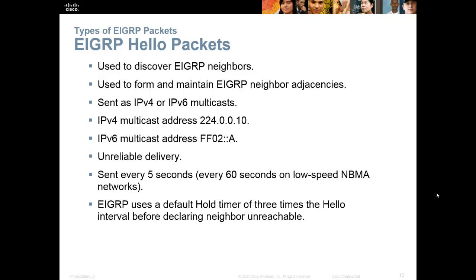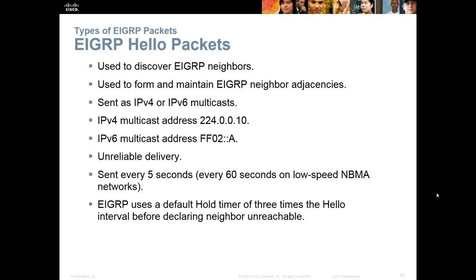All right. By default, hello packets are sent every 5 seconds. On non-broadcast multi-access networks such as Frame Relay, they're every 60 seconds. EIGRP uses a default hold time of 3 times the hello interval. What that hold time says is, I won't consider you down until the hold timer is reached. So after 3 times the hello time, after 15 seconds, if I haven't heard anything from you, I will assume you're down. I hold off on declaring you down when the first hello packet doesn't get there.